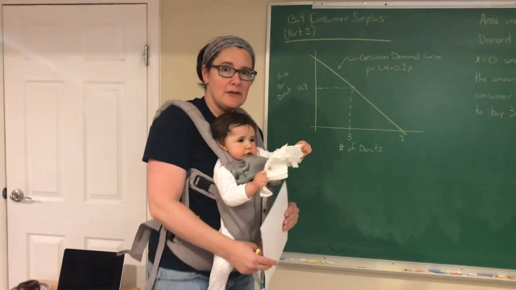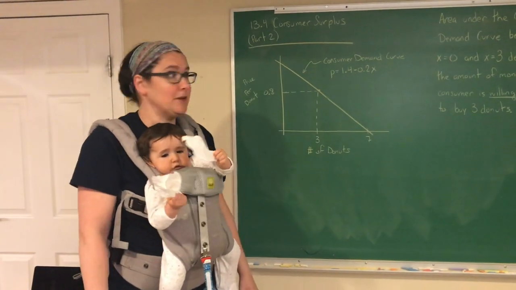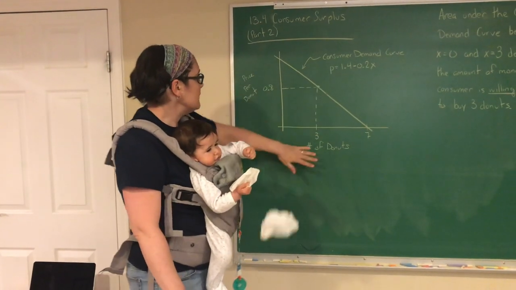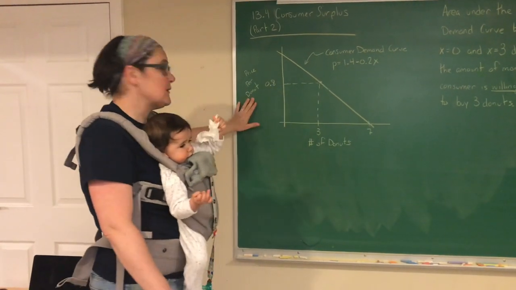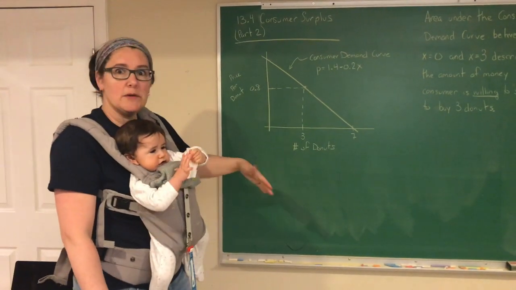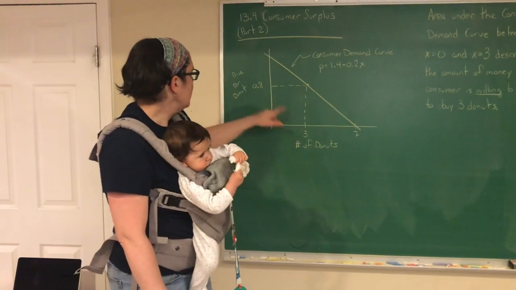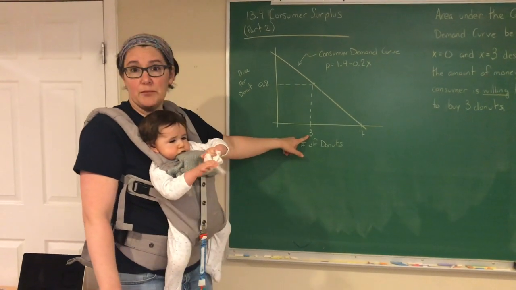So in this part of the video, we're gonna focus on the consumer, and we're gonna talk about consumer surplus. So I have the consumer demand curve up here, and we have number of donuts on the x-axis, price per donut on the y-axis. And I've marked on here the equilibrium point that we found in the last part of the video, where if the price is set at 80 cents per donut, then the consumer will purchase 3 donuts.